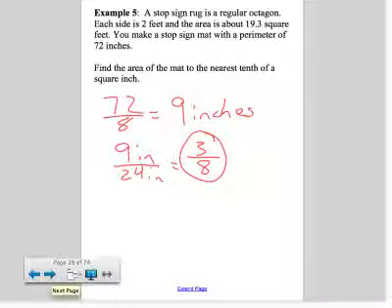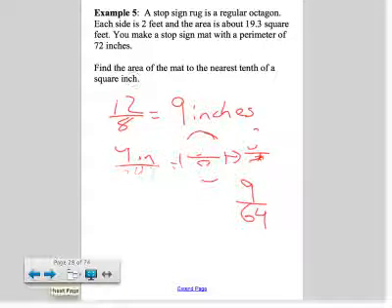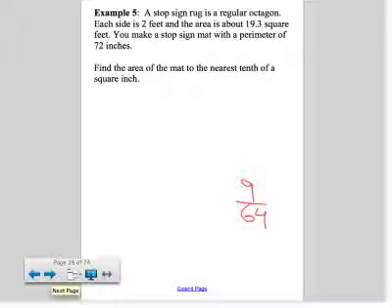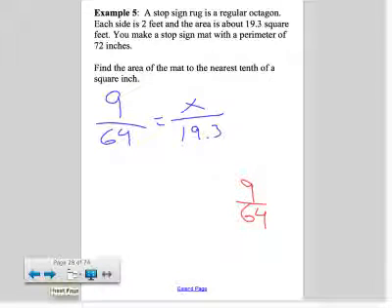If that's the ratio of the sides, that means the ratio of my areas has to be 3 squared over 8 squared, which is 9 to 64. So that's the ratio of my areas, 9 to 64, when I compare the mat to the rug. So now I'm going to use that 9 over 64 here. So the way I set this up, I know the ratio of the areas is 9 to 64. I know the area of the larger one is 19.3. And I want to know the area of the smaller one.